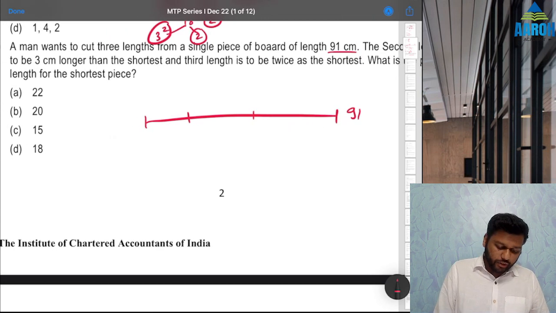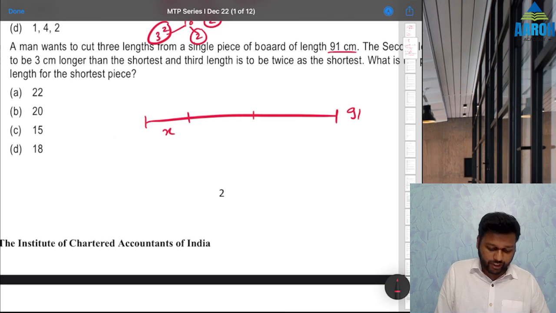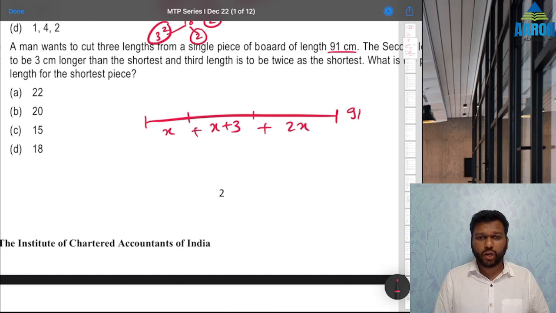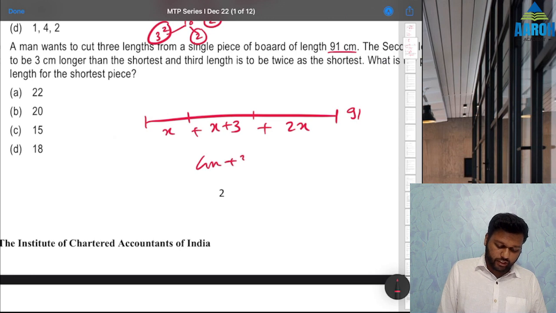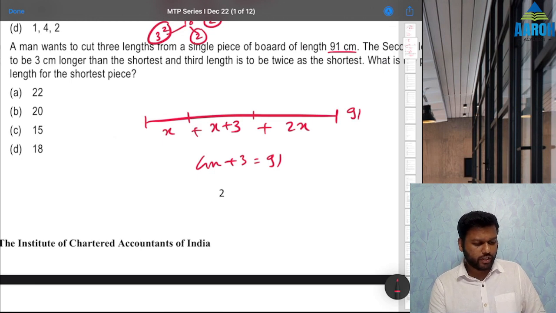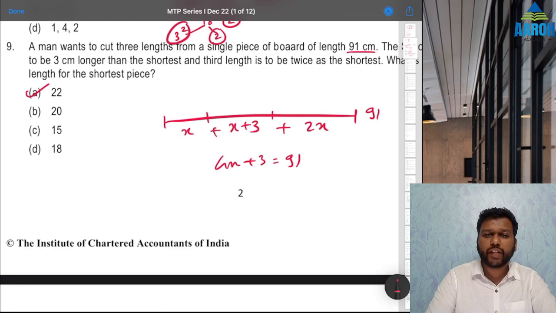Fine. If you know the shortest piece is x, then they have said that the second piece is 3 centimeters longer, so x plus 3, and the third is twice the shortest, so 2x. So we know that obviously the sum of this is 91, so we can solve it. So 4x plus 3 is 91. So 4x will be 91 minus 3. Okay, my calculator is not working, so bear with me. 88 by 4. So 22 is the answer of x. So option A is correct for question number 9.